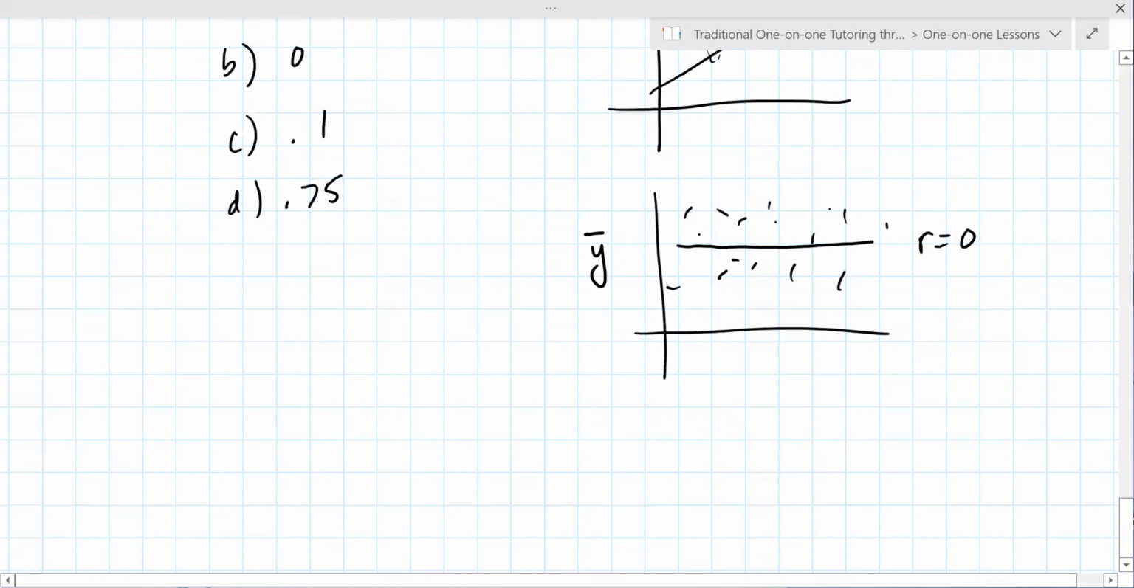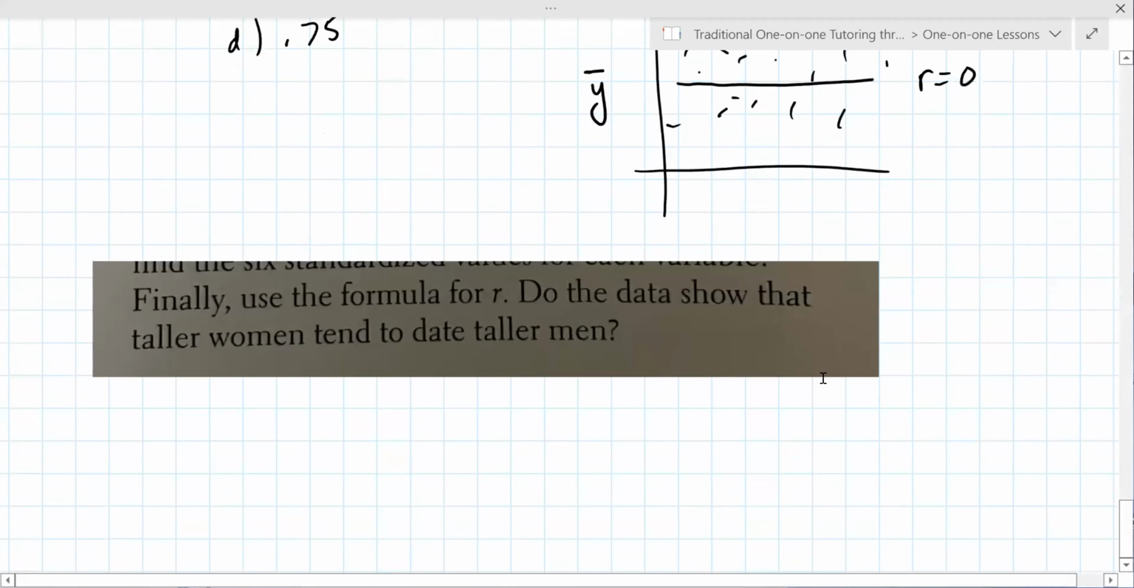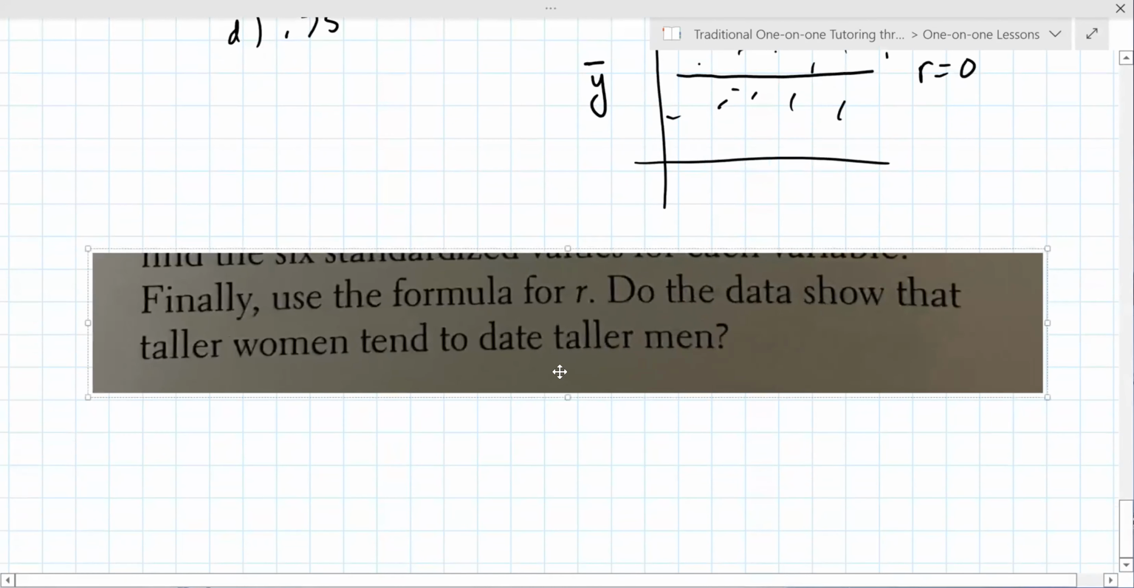And so there are some questions there, like interpret, what does that mean? You have to be comfortable writing out a few sentences on that. For example, we didn't look at 20, but there's a question at the end of 20 that asks, does the data show that taller women tend to date taller men? This is the kind of question where you can't draw on your personal experience. You have to literally use the regression equation. Does it support that?